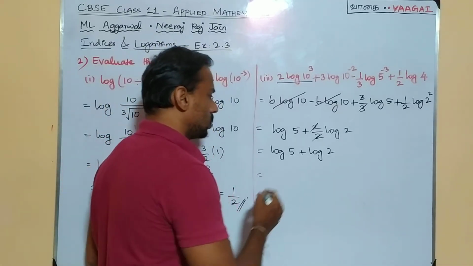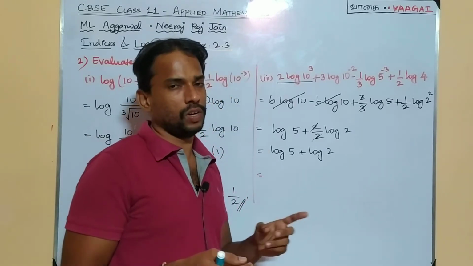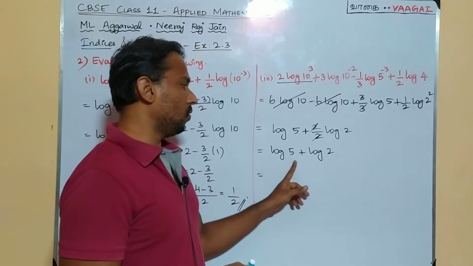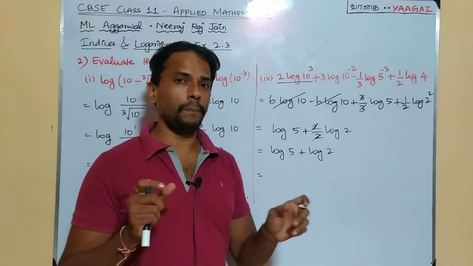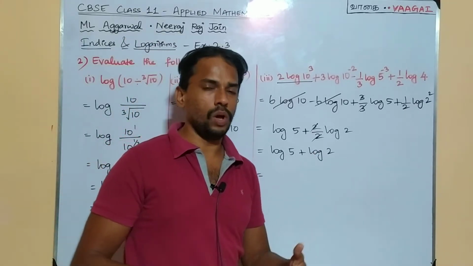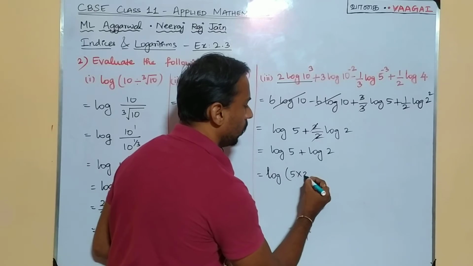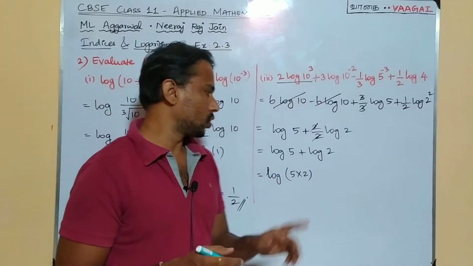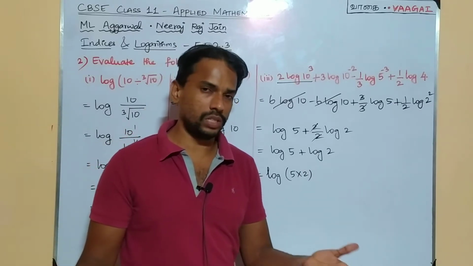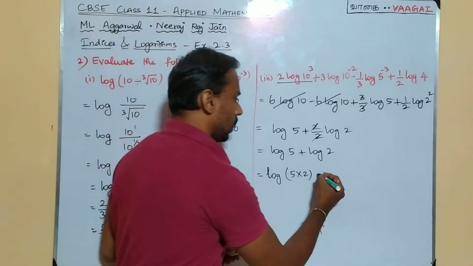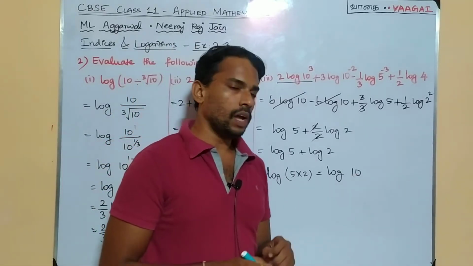Still, we can use the law of logarithms again. The first rule is the product rule: log of one value plus log of another value when they have the same base. When we have the same base and the logarithms are getting added, we can take the product. Product means 5 into 2. So log of 5 plus log of 2 will simply become log of 5 into 2. That's what the first rule says, so that's what we are using here. We will have log of 5 twos are 10. Simple, right? So log of 10.